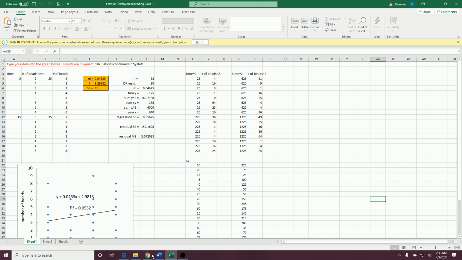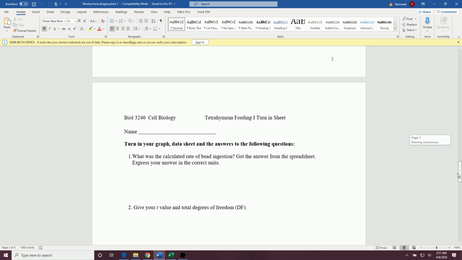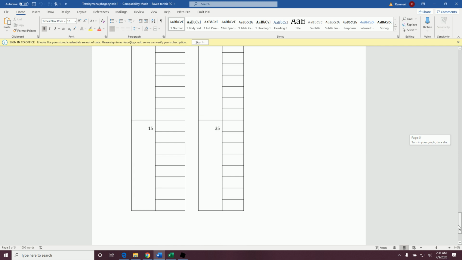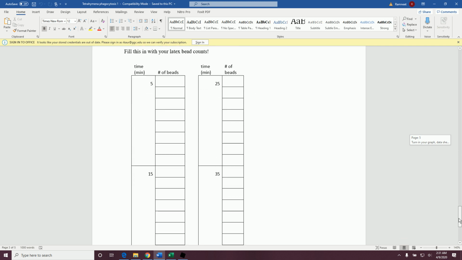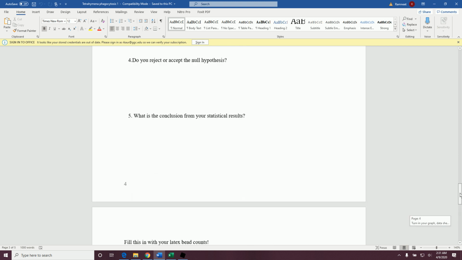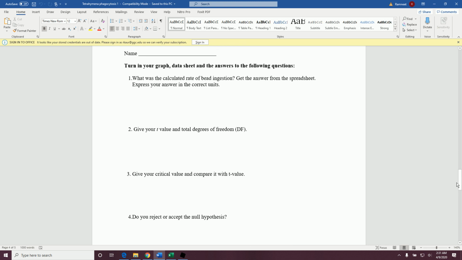In the lab there are some questions. If you look here, there are 5 questions. These are the questions you have to answer. That's all you have to do for this lab. You do not need to fill in this part because everything is already in the Excel sheet. I've already provided you with the data. So these are the 5 questions which you need to answer. If you have any questions, please let me know.